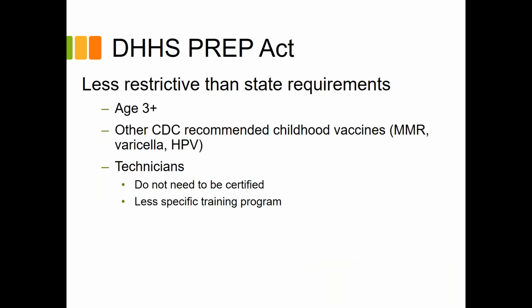The PrEP Act is less restrictive than some of our state requirements. As you see, the age 3 and above, currently under Missouri's protocol law, you can only do ages 7 and above. So it gives a wider range of ages there. And then it also covers other vaccines in the childhood vaccine arena that aren't currently allowed to be done by protocol in Missouri. So examples would be MMR, varicella, and HPV. And then the requirements for technicians are less stringent. They do not need to be certified in order to administer under the PrEP Act. And the training program that they're required is less specific than the board's training requirements for technicians.